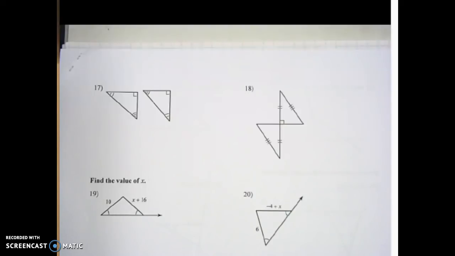So we're continuing with the Chapter 4 test review for Algebra 2, starting at the top of page 3. The directions for number 17 were on the previous page. It says, state if the two triangles are congruent. If they are, state how you know.